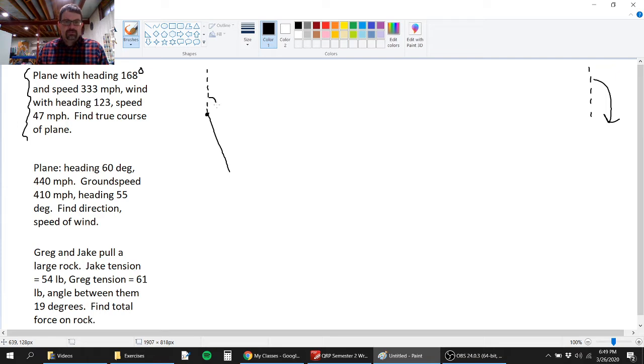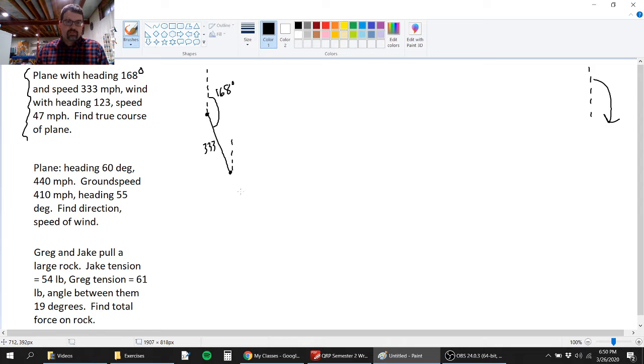All right, so here's 168 degrees and a speed of 333. So that's a vector. I don't usually draw those arrowheads because it just makes a bigger mess of the picture. There's the vector for the plane, that direction, that length. Now the wind we're going to tack onto the end of this vector. So the end of the plane vector will be the beginning of the wind vector.